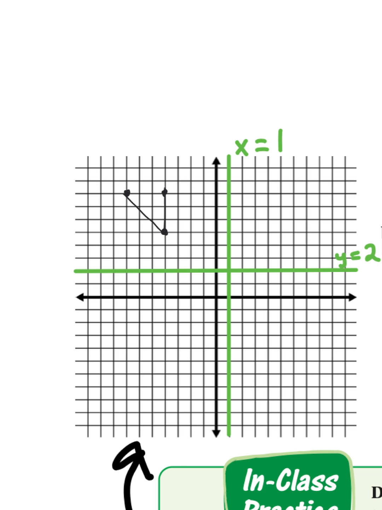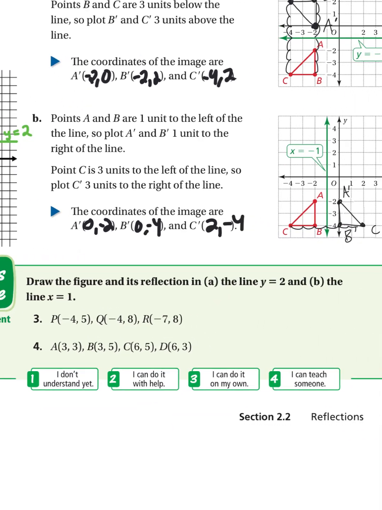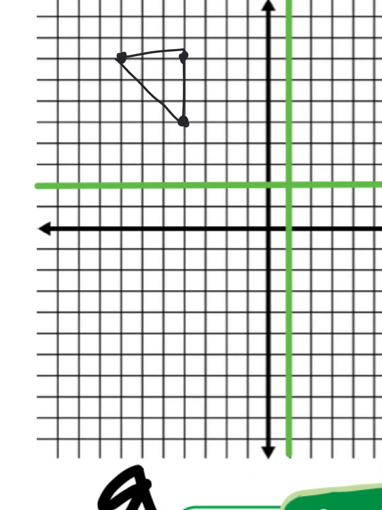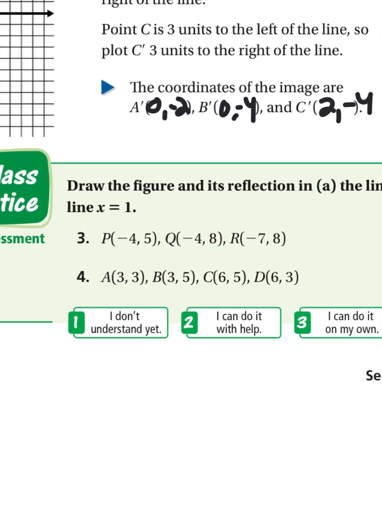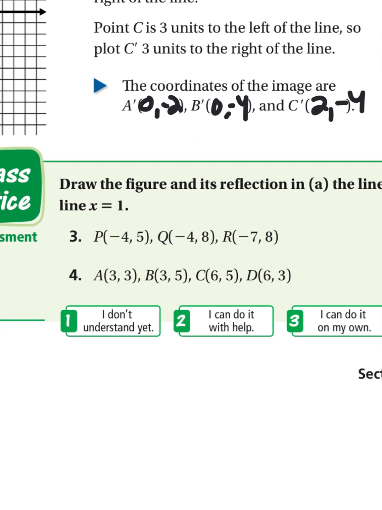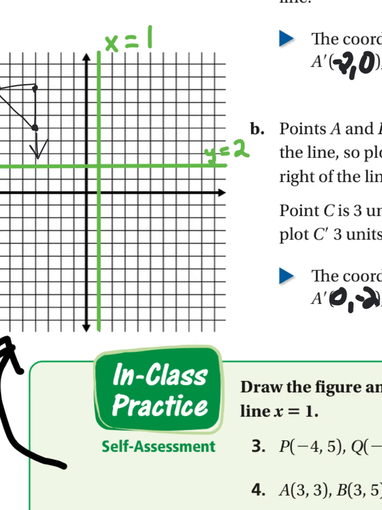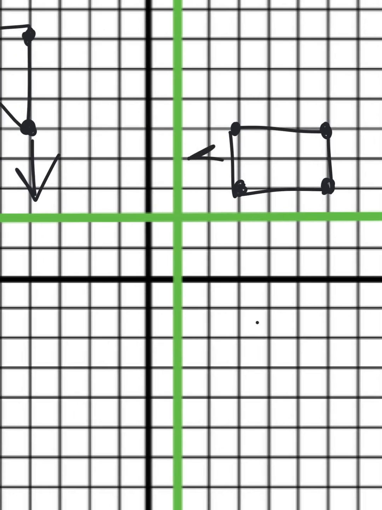So this is my original triangle. You are reflecting that one over y equals 2. So over this line. And then the second image is at 3, 3, 3, 5, 6, 5, and 6, 3. So 3, 3, 6, 3, 6, 5. And this rectangle will be reflected over this line.